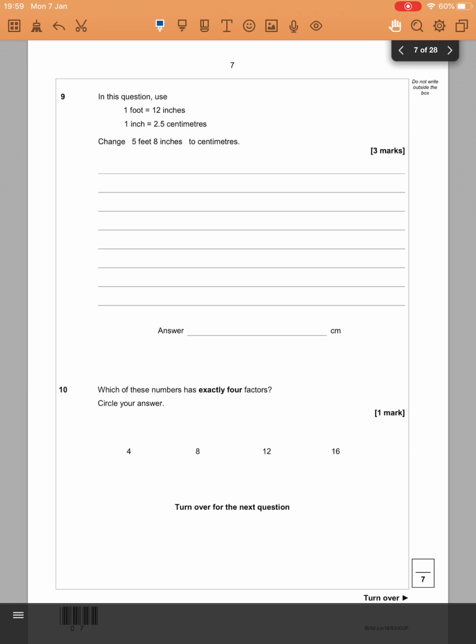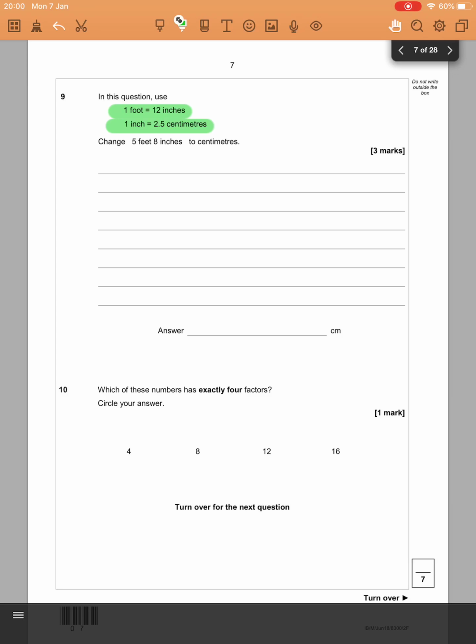Question 9. We're given some facts. We're told that 1 foot is equal to 12 inches. We're also told that 1 inch is equal to 2.5 centimetres. We have to change 5 feet and 8 inches into centimetres.